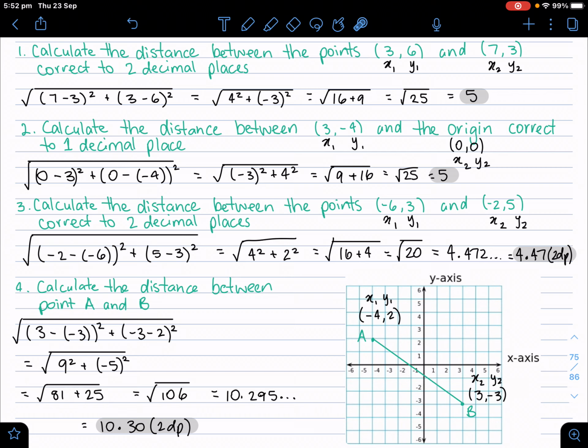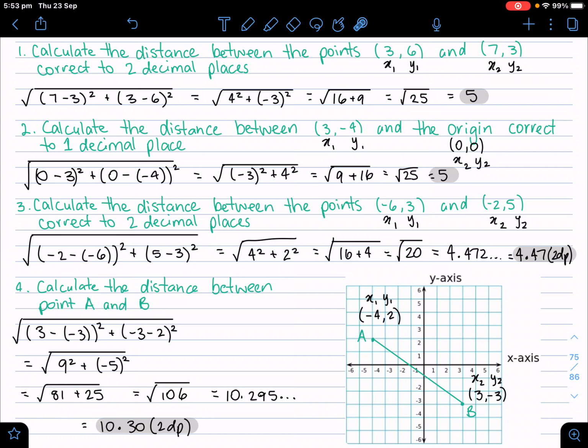Now with example 3, I have 2 points, but I have some negatives there, so I have to be very careful. So it's the square root of x2 minus x1, 2 minus 6. And you see how I laid that out. Avoid silly mistakes. Always show all your working out, just so you can go back and have a look if you made any silly mistakes.